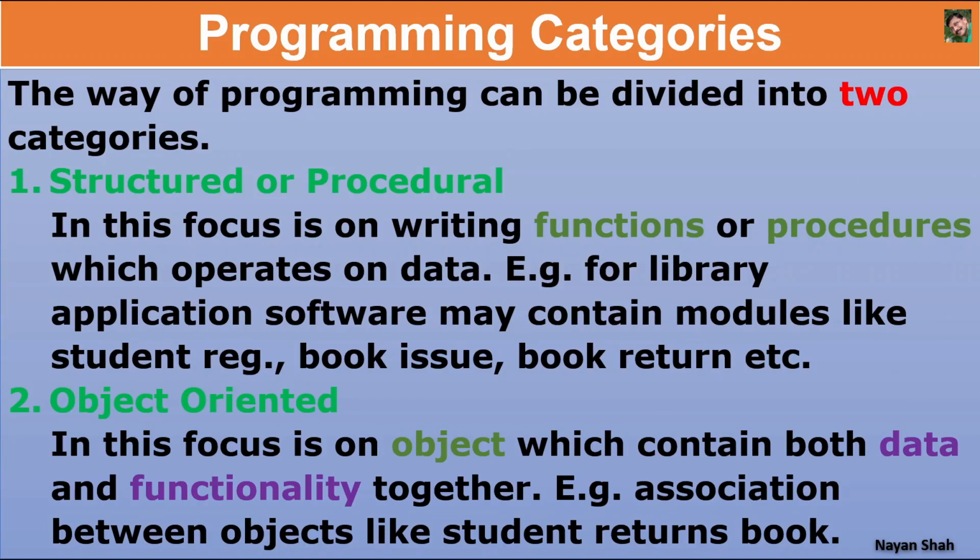Now, programming categories. How many types of programming categories are there? If there is an object-oriented category, is there any other category also? Yes, there are basically two categories of programming: structured, also known as procedural programming, and second, object-oriented programming. In structured or procedural programming, the focus is on writing functions or procedures or methods which operate on data.